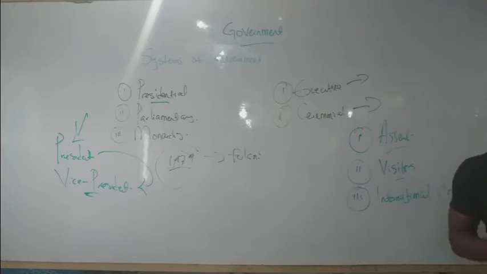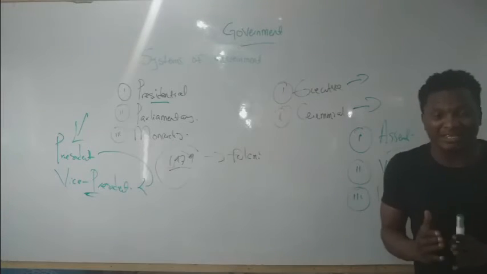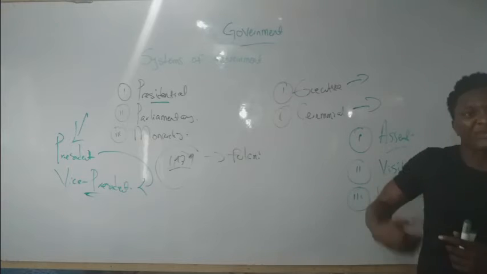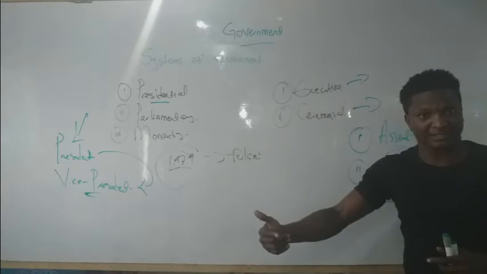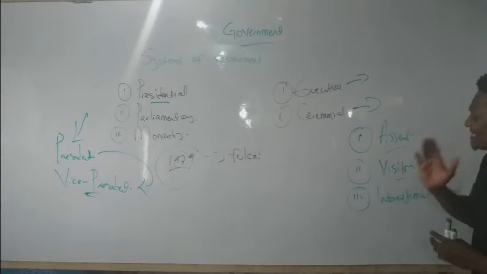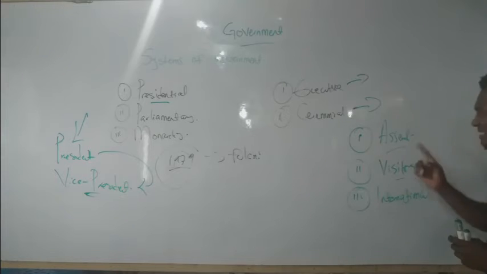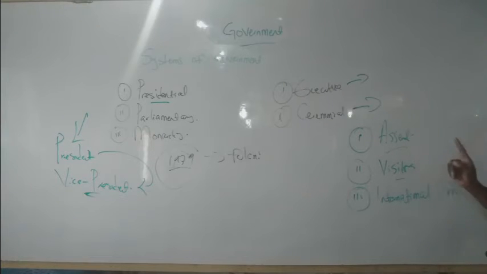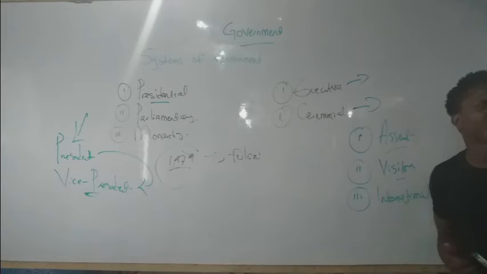Remember I told you, the state is a superhuman and the president acts on behalf of the state. Is that taken? So always remember that in the ceremonial capacity of a president, he has the power of assent, the power to receive visitors on behalf of the state, and of course to attend international conferences.